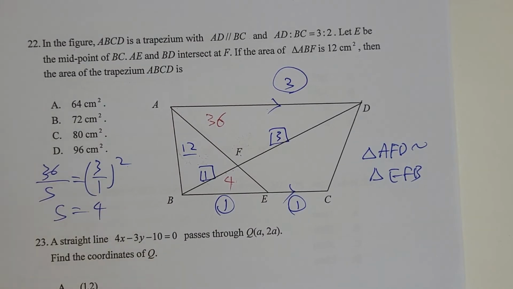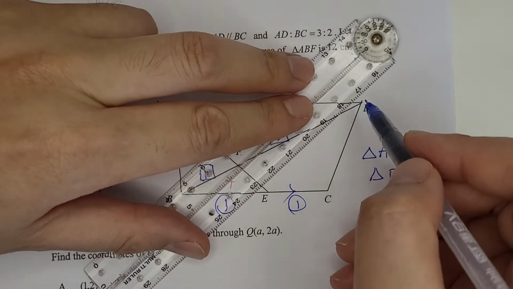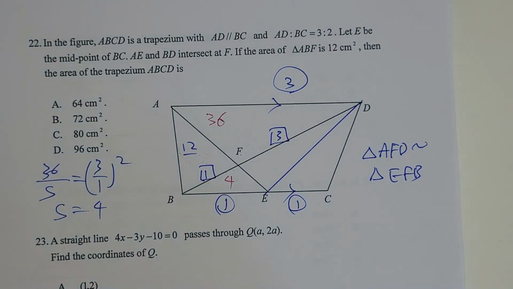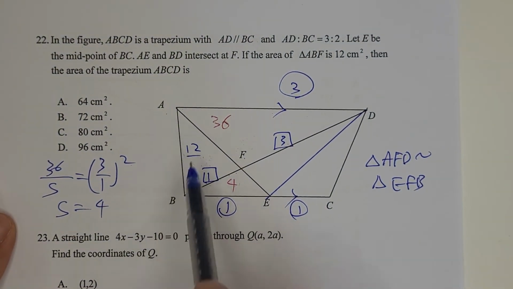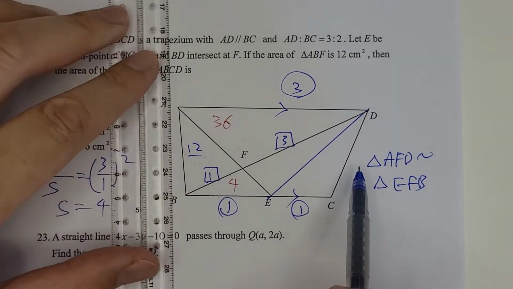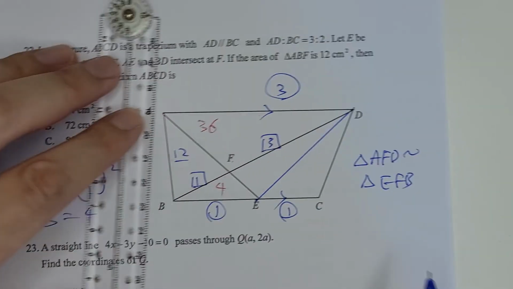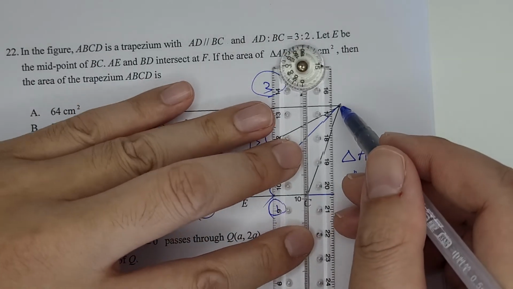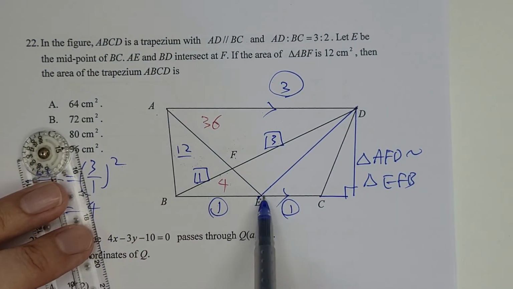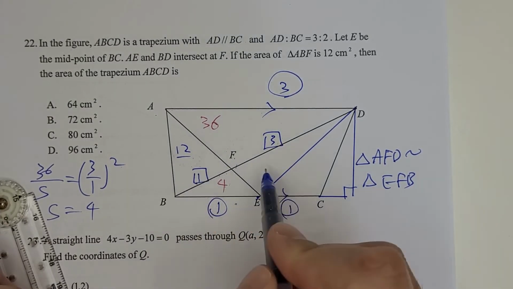Alright. And next, how do we find this one? We need to draw a straight line like this. You can see that ABE and DBE have the same height, and they have the same base. So ABE and DBE actually have the same area. And that means this is 12, this is also 12.